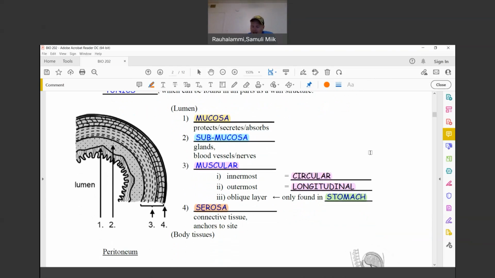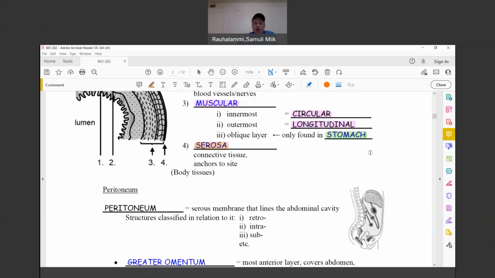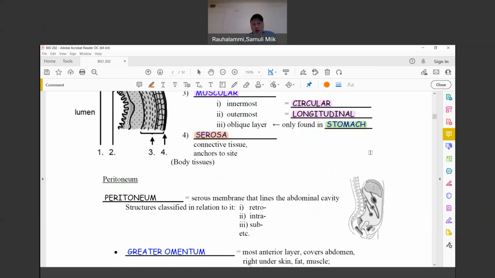And now we get to have a look at one interesting structure that we haven't really talked too much about.